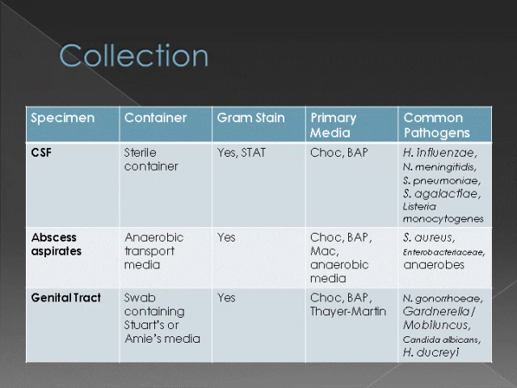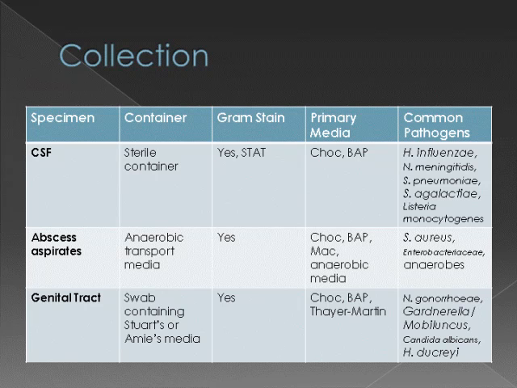Aspirates from an abscess are collected into an anaerobic transport media. They are gram stained, and then they are plated to chocolate, blood agar, MacConkey, and an anaerobic media according to laboratory protocol. And then common pathogens that might be found in an abscess include Staph aureus, members of Enterobacteriaceae, and various types of anaerobes. And finally, we have genital tract specimens.